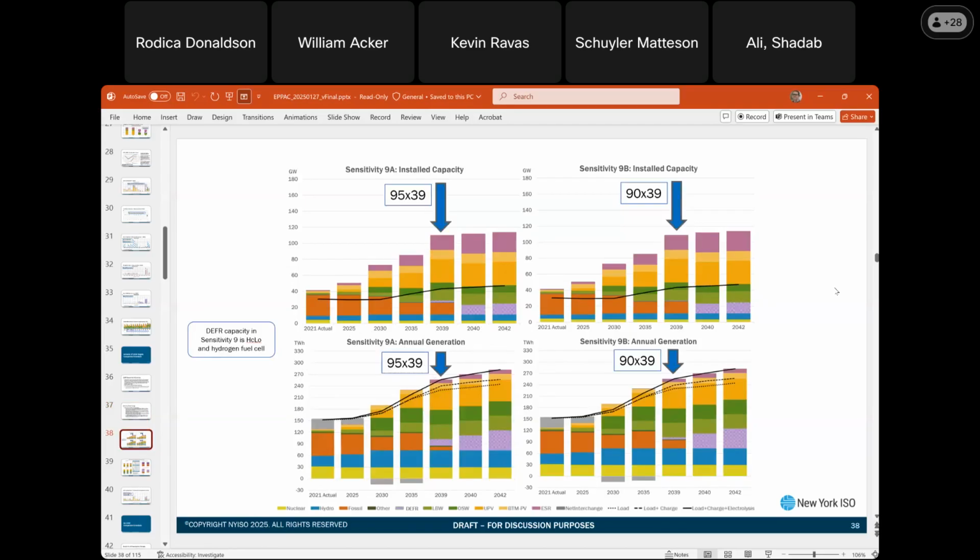So for example, on a capacity perspective, we see that fossil capacity remains online. But the utilization for the fossil is different within each case. So on a 90% case in 2039, the fossil is able to run more, but in a 95% case, you see that fossil is about half of that amount and then made up for by other DFR generators.